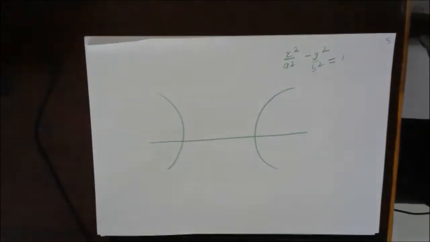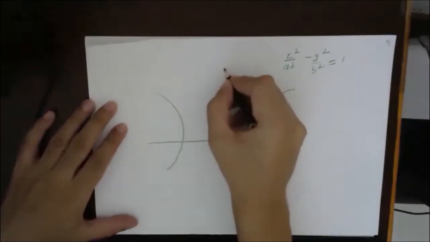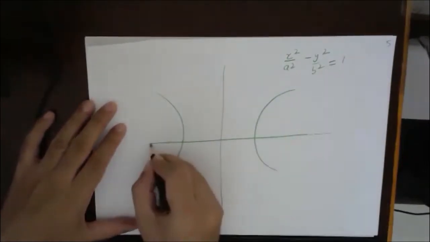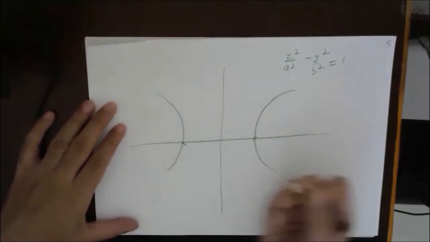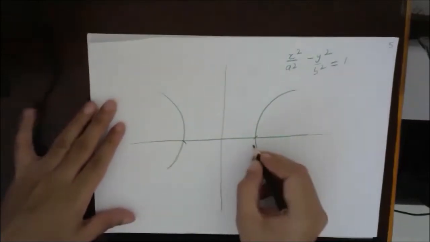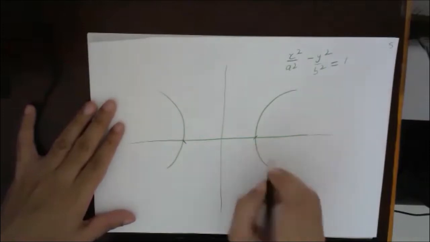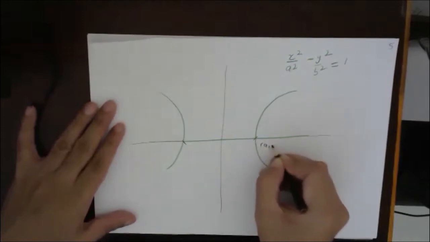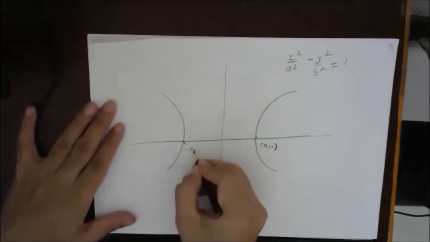So first, let's see. Suppose this is the x-axis and this is the y-axis. These points, as we know, are known as the vertices, and are given by the values a comma 0. So this is a comma 0 and this is minus a comma 0.